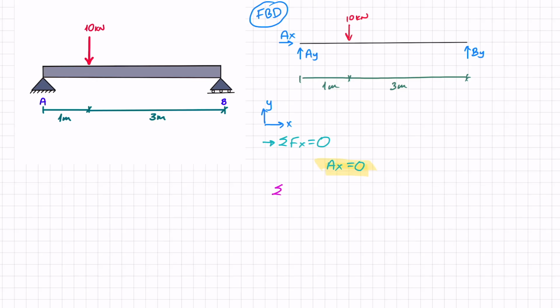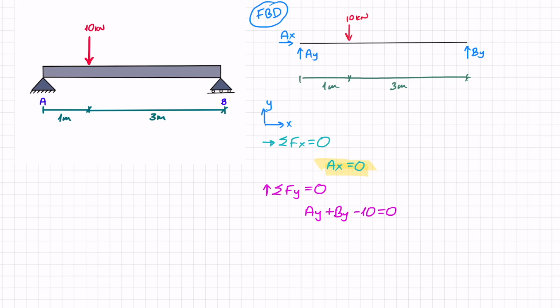I'm going to move on now to the y direction, with this being my positive y, and I can see here that I've got AY positive plus BY positive minus 10 equals 0. And that's really all I can say now. I know that AY plus BY have to equal 10, but I can't really tell what either of them are. I'm going to have to solve another equation to find that.